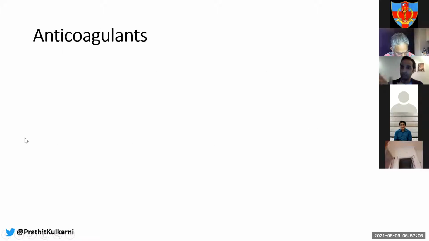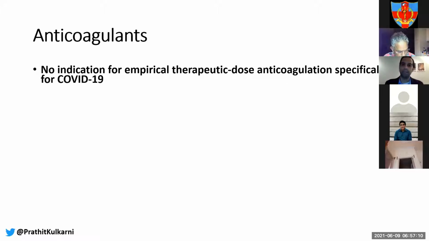I want to shift now to anticoagulation. There's no indication for empiric therapeutic dose anticoagulation for patients with COVID-19. What I mean by therapeutic dose is the high dose that you would use to treat venous thromboembolism. There's no indication for therapeutic dose anticoagulation.